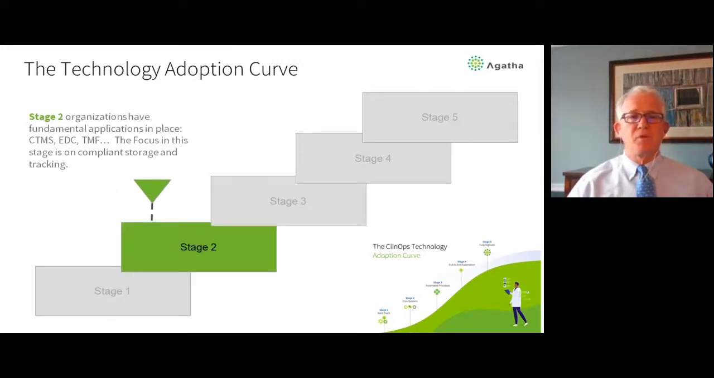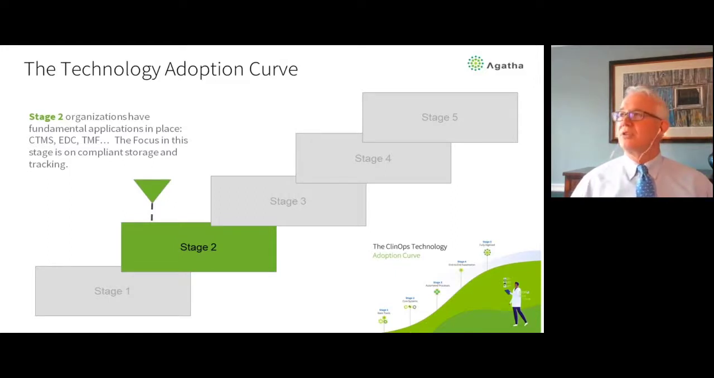Stage 2 company. So a stage 2 company now has unit automation in place, unit systems, if you will, standalone systems. You recognize the alphabet soup of that: the clinical trial management system, the trial master file system, or eTMF, the electronic data collection, or EDC tool, and many others. And these are unit-based software solutions that are meant to act primarily as storage places, storage and tracking.